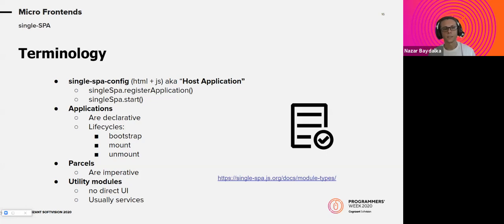Parcel is a bit different from application because a parcel is not related to routing, and you need to determine on your own side when to show the parcel, when to mount it, and when to unmount it. And utility modules are also micro frontends, but without UI parts. They are used more when you need to share some common logic between micro frontends, and it should be done the way micro frontends work.